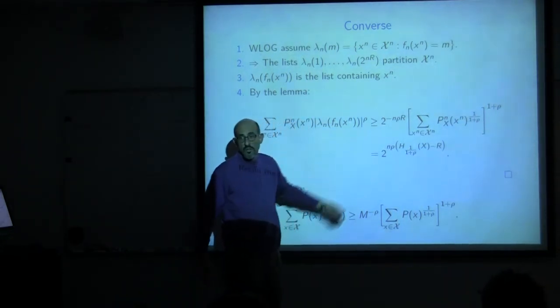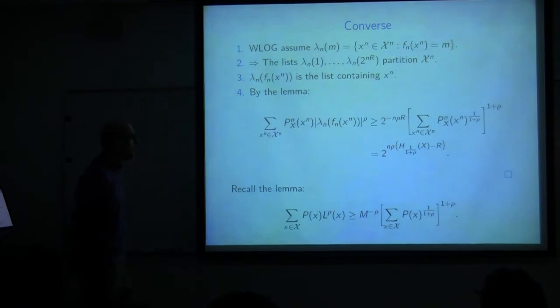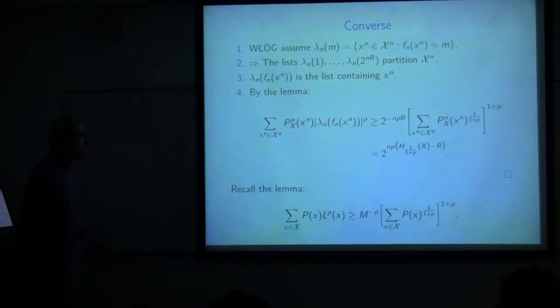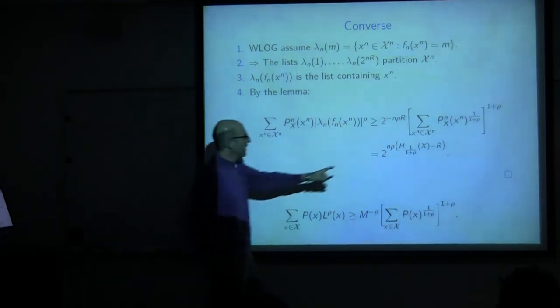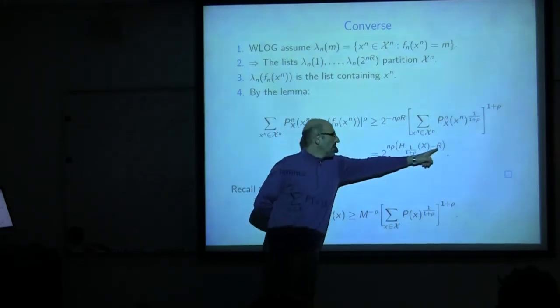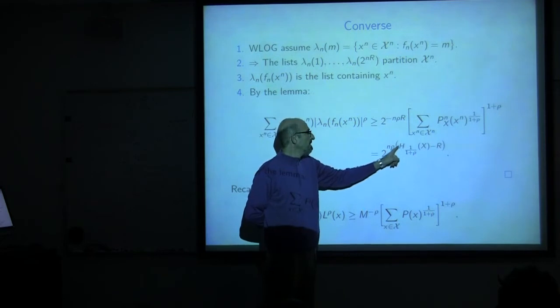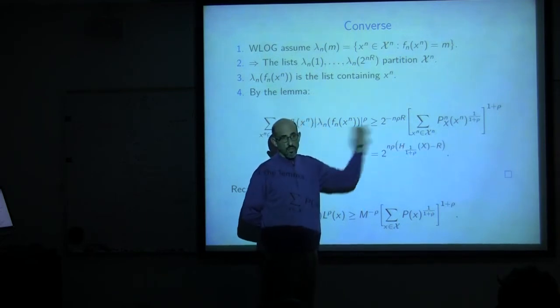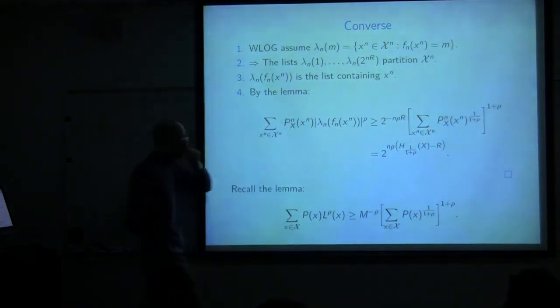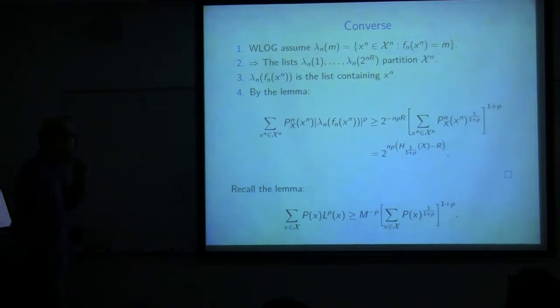So this is the lower bound of the expected, or the rowth moment, of the list. And you see immediately that if R is smaller than the Renyi entropy, then this is going to be a positive exponent, and this is going to blow up. So this is the converse that I promised.